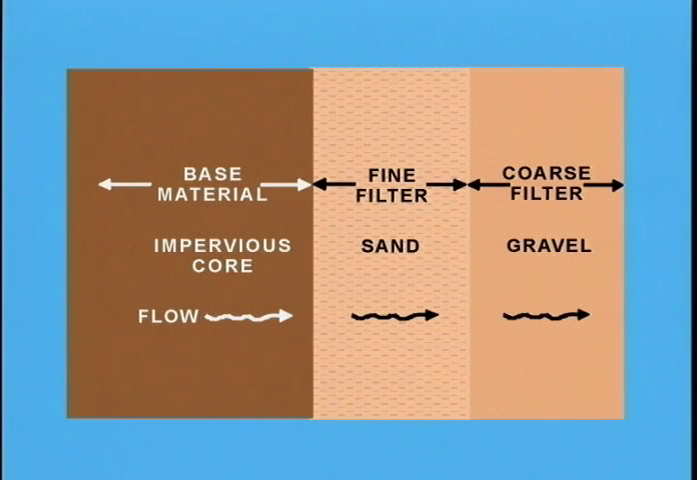Filters may consist of one layer or two or more layers, as shown in this sketch. The material being protected is termed the base material. If the material is the core of a dam, first a fine filter would be required, such as sand, and then a coarse filter of gravel.